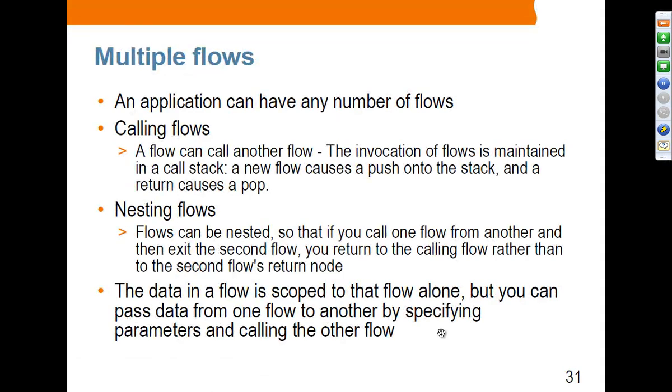Okay, so multiple flows. The example we have seen so far is a very simple application that contains a single flow, but you could certainly have multiple flows, and that is probably typically the case in an application. So calling flows can call another flow. The invocation of the flow is maintained in the call stack, and the new flow causes a push onto the stack, and the return causes a pop. So basically, it works just like calling another method. Okay. Flows can also be nested, so that if you call one flow from another and exit the second flow, the return is to the calling flow rather than the second flow's return code.